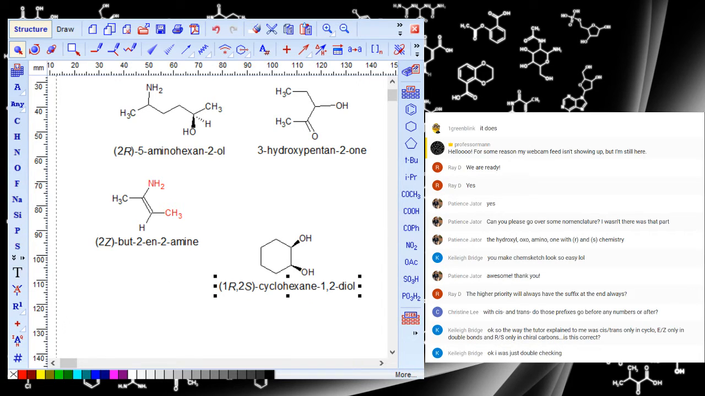So that's going to be a difference between the way that ChemSketch will do it, which is technically the correct way, but I'm making this exception because it'll make it easier for you guys to do it the old way with just the cis and trans.